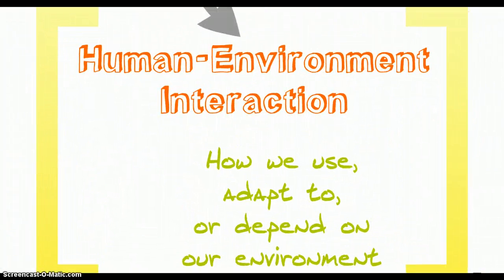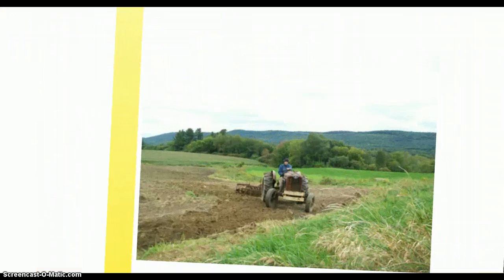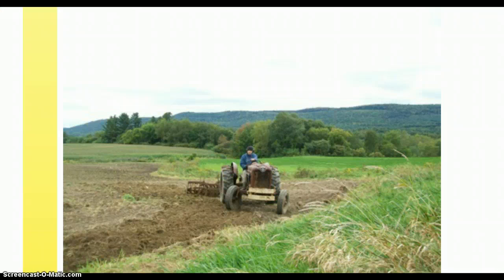Okay, then we have human-environment interaction. Human-environment interaction is how we use, adapt to, or depend on our environment. So it's what we people do to the environment that we are in. Some examples might be farming. We use land to farm to create food for ourselves, and we're going to talk soon about how people started farming and growing their own food.